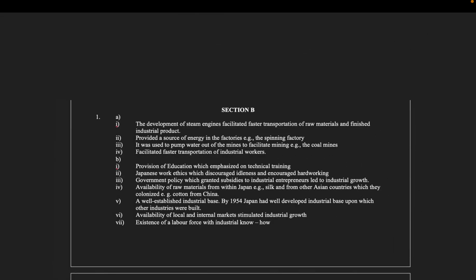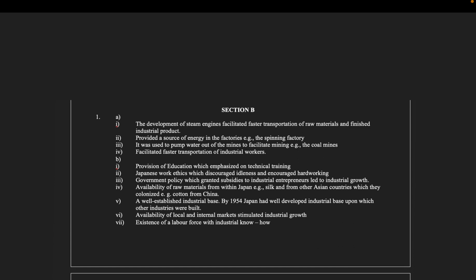Section B. 1. a. The development of steam engines facilitated faster transportation of raw materials and finished industrial products. Provided a source of energy in the factories, e.g., the spinning factory. It was used to pump water out of the mines to facilitate mining, e.g., the coal mines. Facilitated faster transportation of industrial workers.